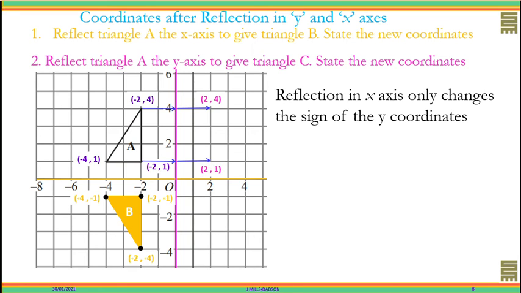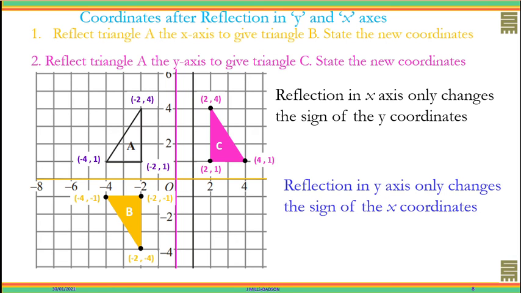Negative 2 and 1 is now 2 and 1. The x-coordinate has changed. Negative 4 and 1 is now 4 and 1. So also here, you can see that reflection in the y-axis causes a change in only the x-coordinate, and the y-coordinate stays the same. So that's something you need to remember. Reflection in the x-axis causes a change in the y-coordinate. Reflection in the y-axis causes a change in the x-coordinate.